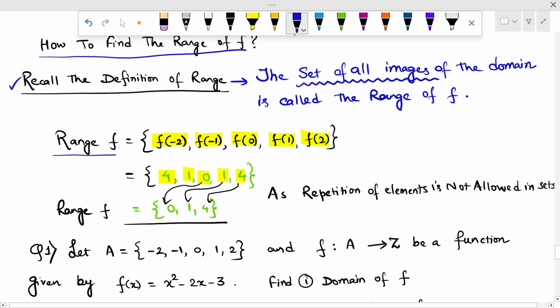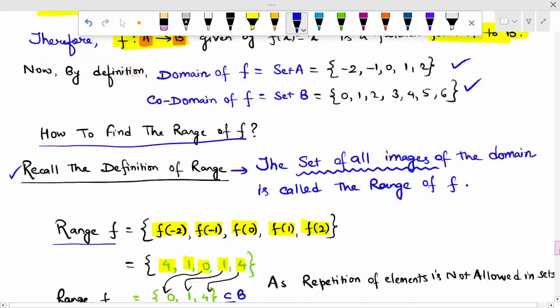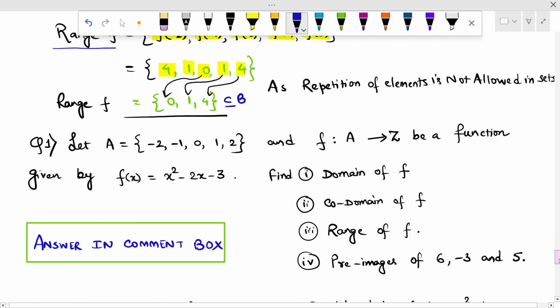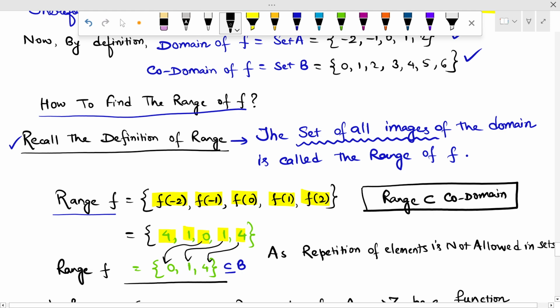Also, one more thing, you can see that this range of f is a subset of set B, right? 0, 1 and 4 is contained in set B. So here comes an important result, that range is a subset of codomain. Range is a subset of codomain, right?